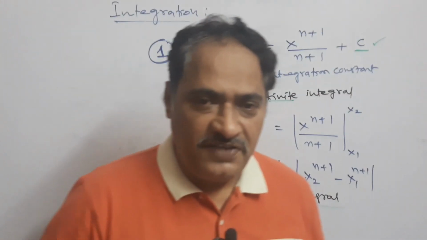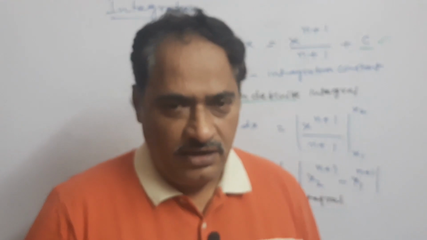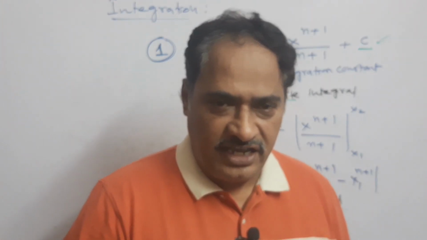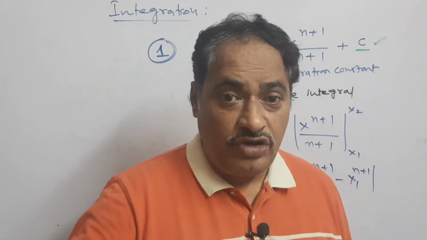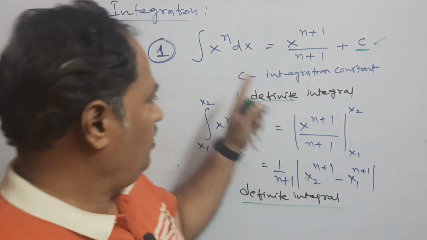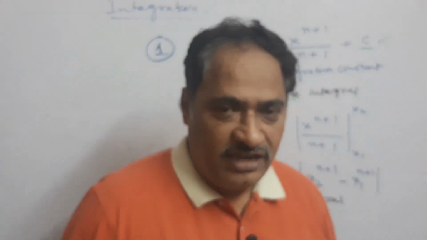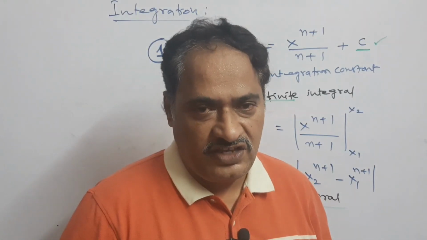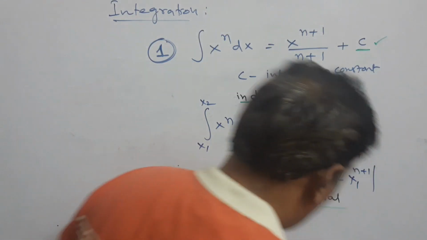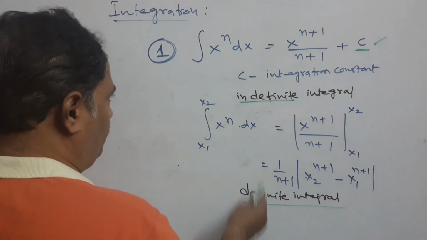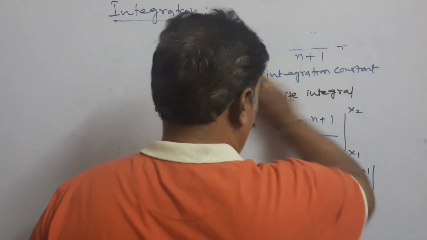As in the case of differentiation, what we consider is d by dx of x power n equal to n into x power n minus 1. Here, the integral of x power n dx is equal to x power n plus 1 by n plus 1 plus c.